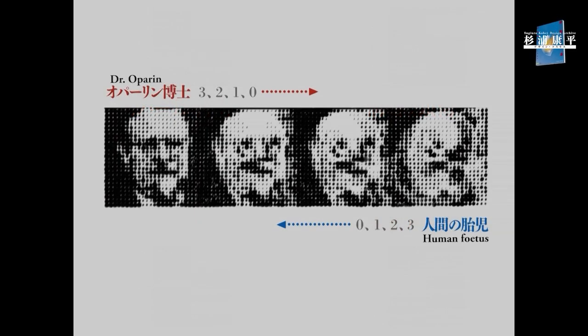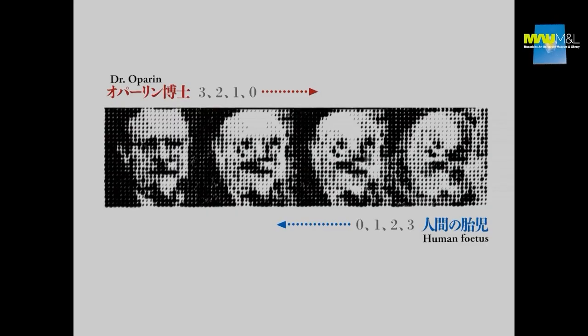Let us look at the bottom row of Dr. Oparin and the fetus. The photo of Dr. Oparin reduces from left to right as 3, 2, 1, 0. The photo of the fetus reduces towards Dr. Oparin's photo as 3, 2, 1, 0. The combination of these 2 images creates a sublime fade effect.